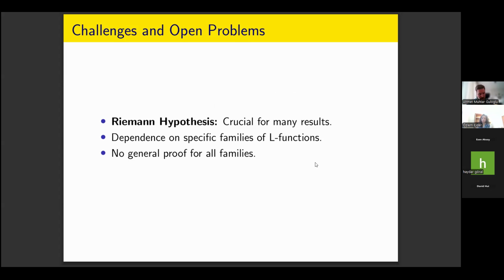And if you want to get a good result, most of the time people assume the Riemann hypothesis already. There are some unconditional results, of course, but generally you need the Riemann hypothesis. And the results you're going to get will depend on the family that you choose.